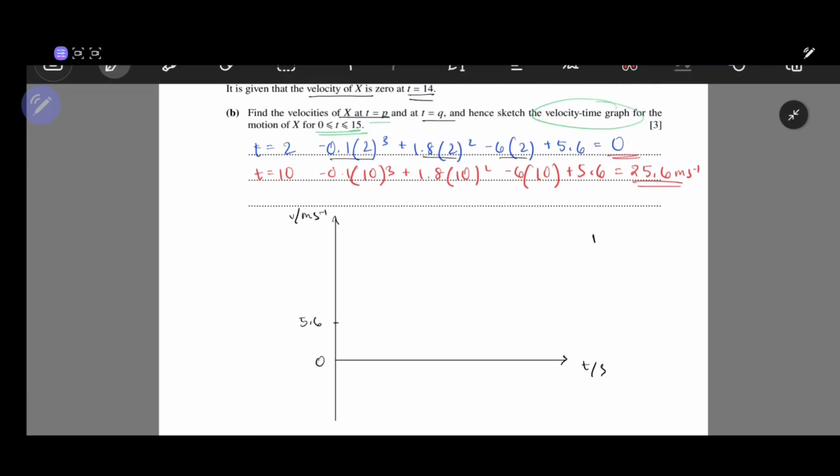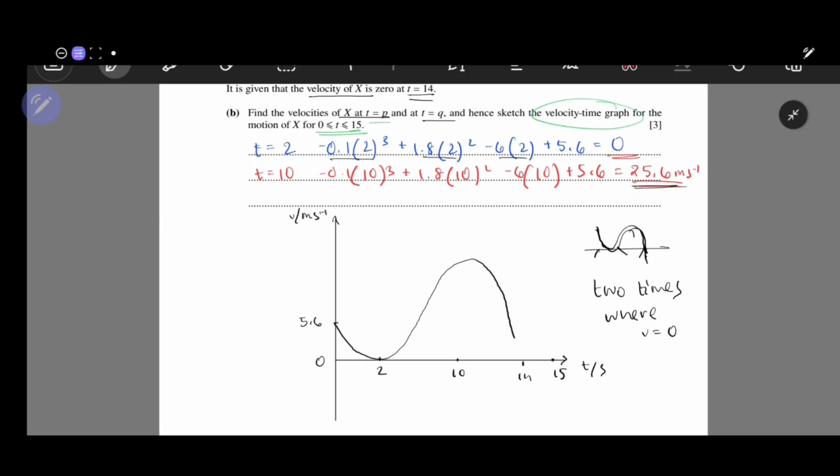And then we already know that cubic graphs have 3 roots. But we only found 2 times where v equals 0. This means the shape of the graph will be something like this. A root is being repeated. So we know the value of v is 0 at t equals 2 and t equals 14, and we also need to show 15 over here, and at 10, let's show 10 somewhere over here, the value was 25.6. So if you want to draw the sketch now, it will go downwards first and then it will move up and then it goes down again.